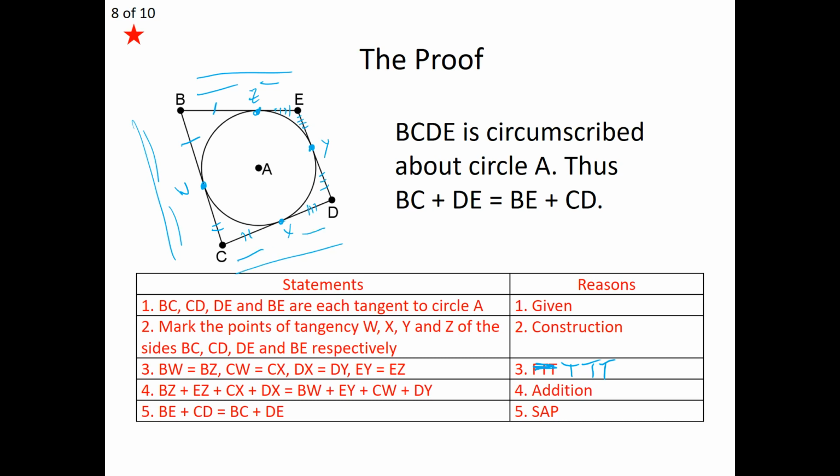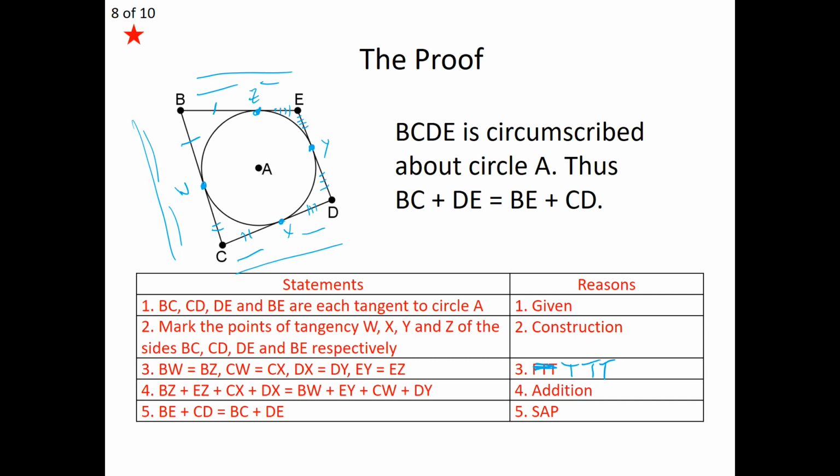And what you see there, BZ plus EZ plus CX plus DX, if we add those equals together, then on the right-hand side, we must also add the remaining equal counterparts. So BZ matches up with BW, EY matches up with EZ, CW matches up with CX, and DY matches up with DX. And we add those pieces together. BZ plus EZ gives us BE, CX plus DX gives us CD, BW plus CW gives us BC, and then EY plus DY gives us ED.